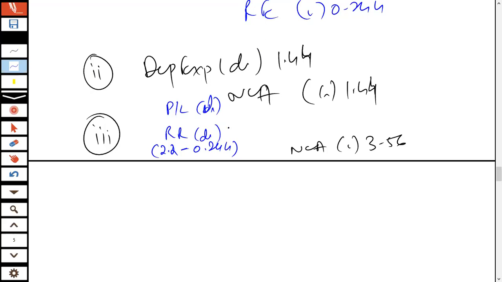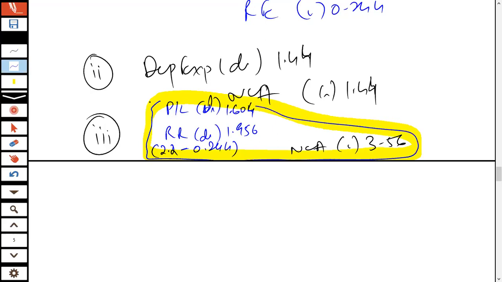So hence 1.956. 1.956 is the revaluation reserve that is remaining. And if you have got a total loss of 3.56, 1.604 is going to be recognized in the P&L. So this is what is going to be recognized. I repeat, this is what is actually going to be recognized.